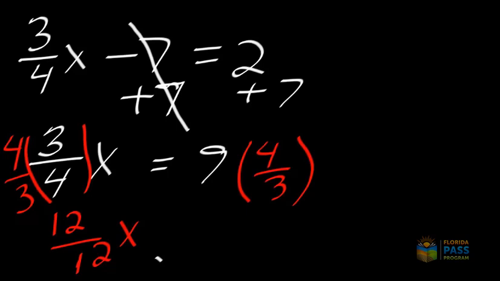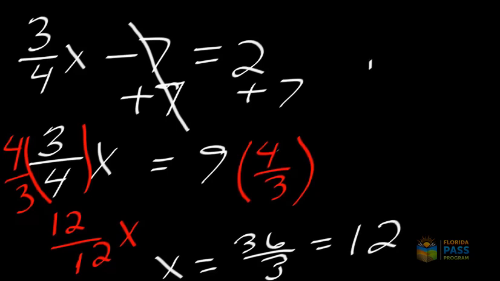So x equals 9 times 4 is 36 divided by 3. And I get, what's 36 divided by 3? 12. Yes, you're right. So the answer here is x equals 12. All right. Hopefully I didn't confuse you there, but how do you know if your answer is right? You know your answer is 100% correct if you check it.